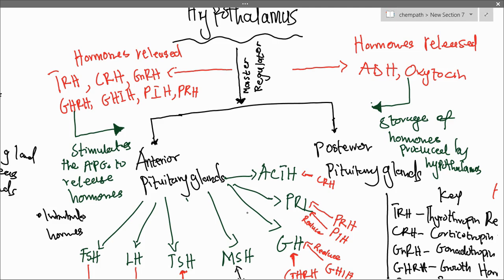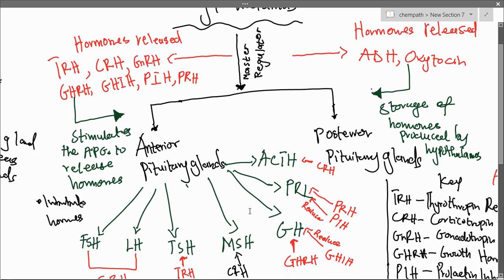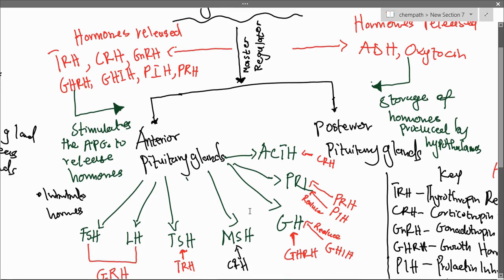So these hormones affect the anterior pituitary gland to either stimulate the production of hormones, or inhibit the production of hormones. So in either way, it affects the anterior pituitary gland.